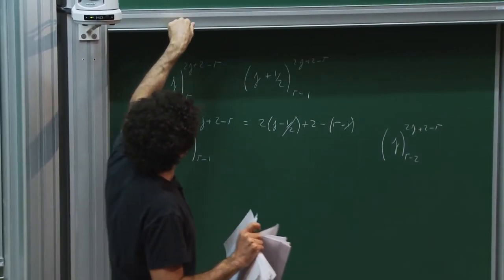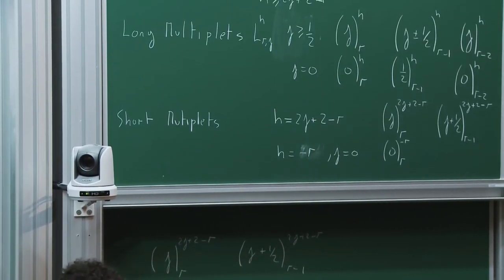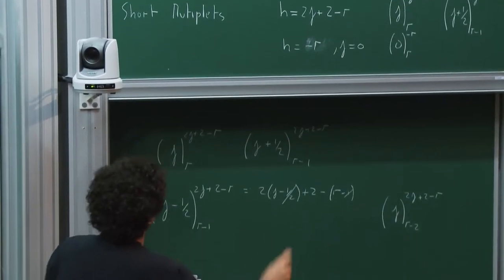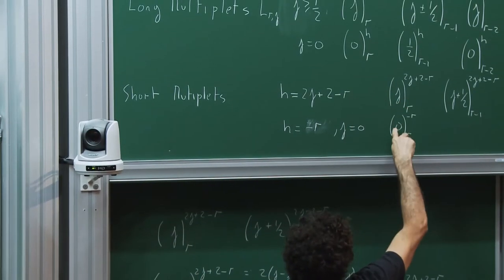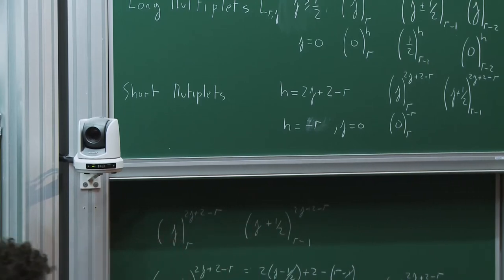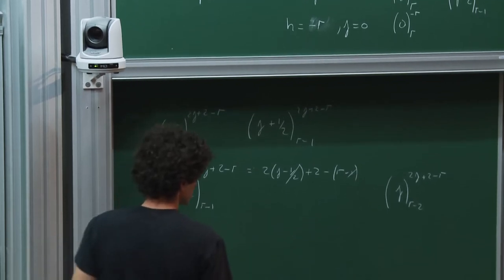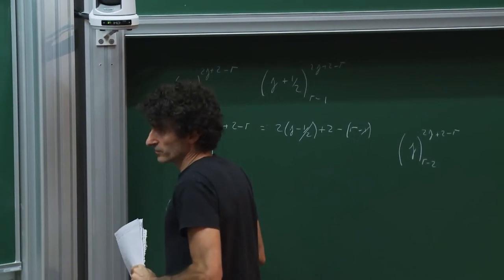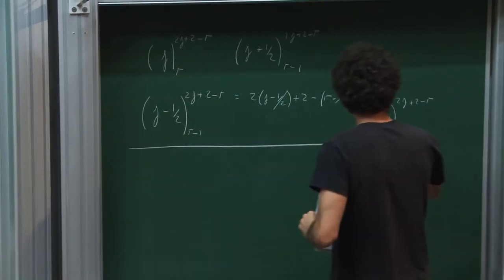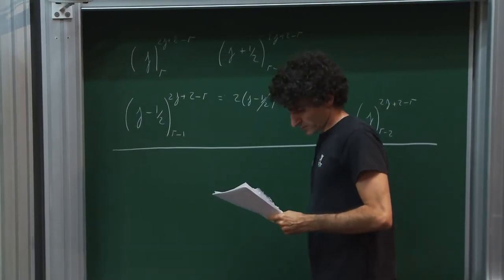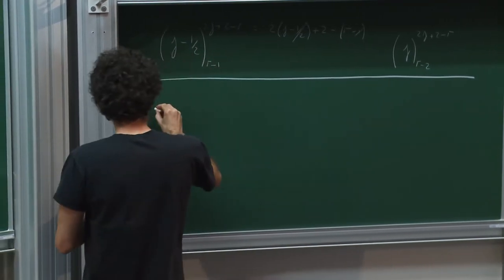Then you have to figure out what happens to this long multiplet. And there is the same story, except that this long multiplet will split into a short multiplet of this kind and one singleton. So this you can check by yourself. And then you can try to write down the most general index that will count these multiplets up to recombination. And also here, I have messed things up.